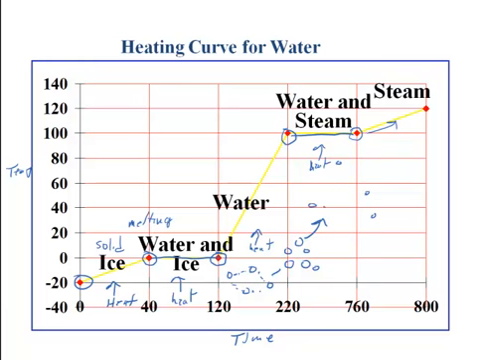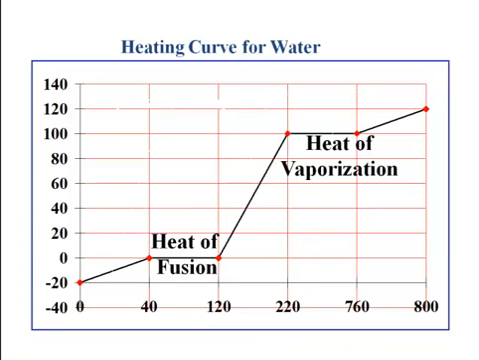So it's a really important thing, and you've got to be aware of what those 2 points are, those 2 plateaus. And we do have a name for them. Here's a graph right here. So at this point, this is called the heat of fusion, and then up here is the heat of vaporization.